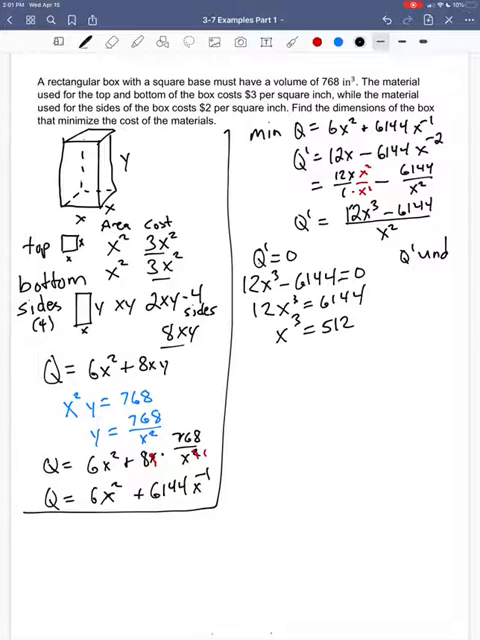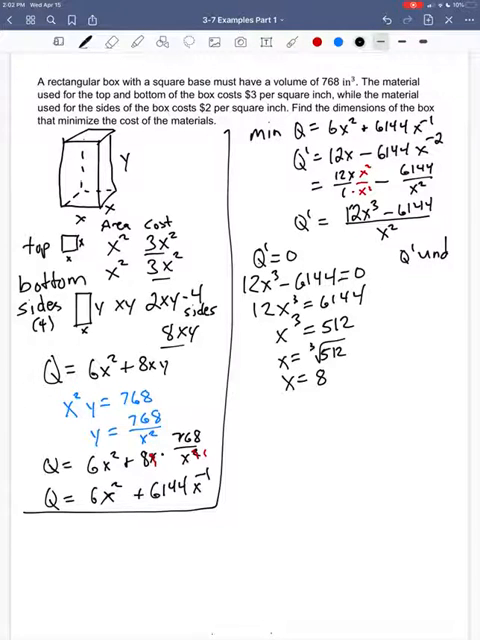And now if I look at that, what's the cube root of 512? I think that would be 8, right? 8 times 8 is 64, and 64 times 8 is 512. So I'm going to take the cube root, and that's going to be 8.